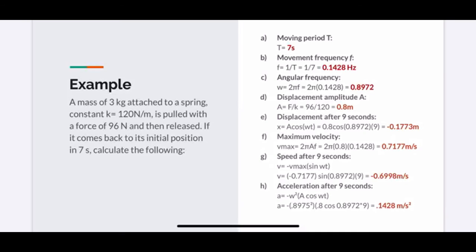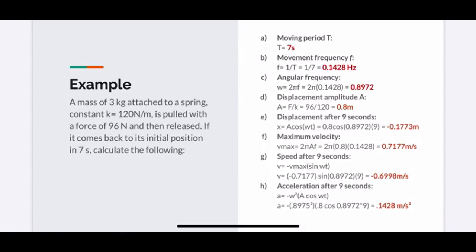Example of simple harmonic motion. A mass of 3 kilograms attached to a spring with constant k of 120 newtons over meter is pulled with a force of 96 newtons and then released. If it comes back to its initial position in 7 seconds, calculate the following.